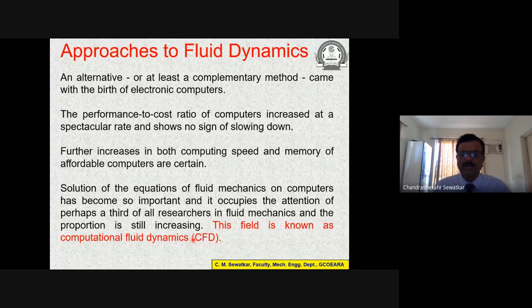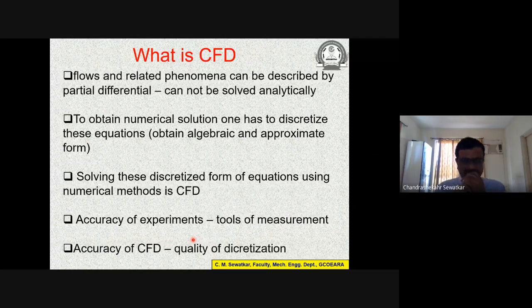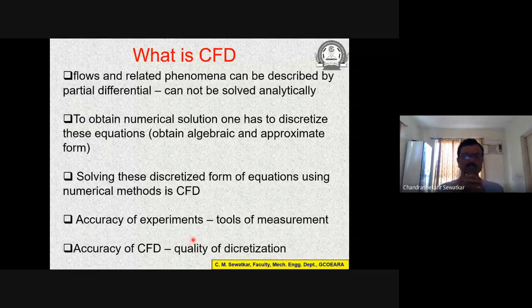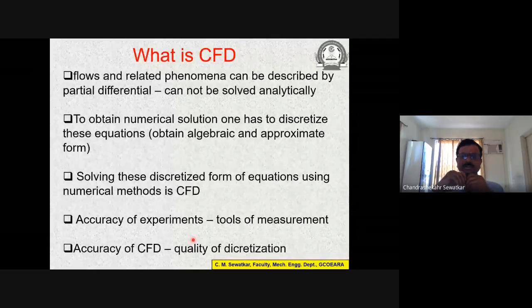And this field is known as computational fluid dynamics. This is a different kind of understanding which I have tried to give to you. So what is CFD? Flows and related phenomena can be described by partial differential equations, which you have studied yesterday. To obtain numerical solution, one has to discretize these equations. What is discretization? Discretization is nothing but conversion of all the differential equations into algebraic equations.